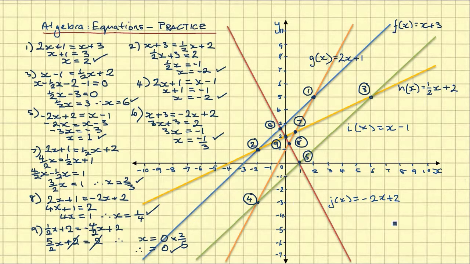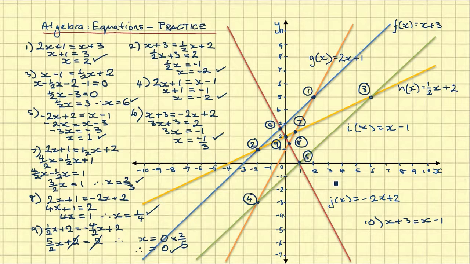The final thing I want to say is, what if we had this? So let's have problem 10. Let's write it down here. What if we had x plus 3 equals, let's see, yeah, x plus 3 equals x minus 1.